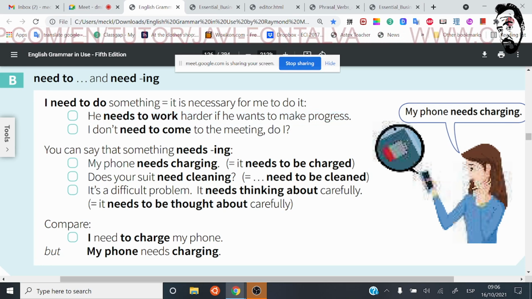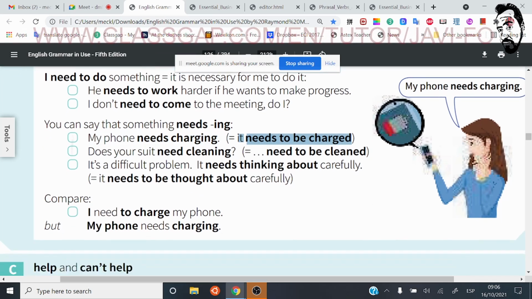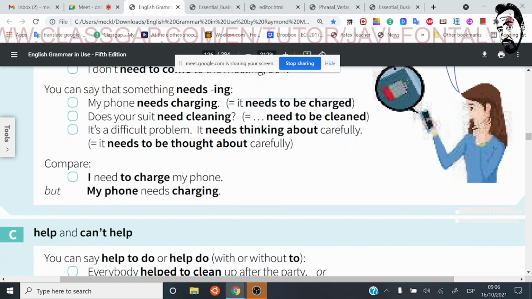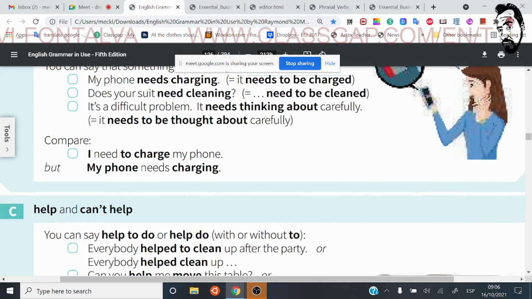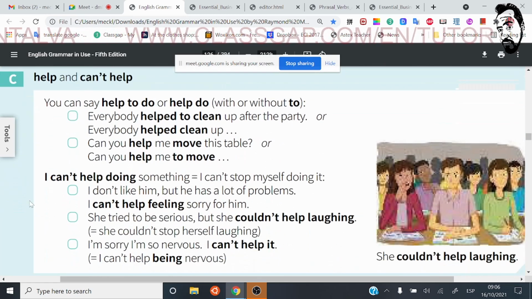But my phone needs charging. A mi móvil hace falta cargar. ¿Sí? Es como si dijera esto. It needs to be charged. So notice the difference here. I need to charge my phone, but my phone needs charging. Okay? Okay. This one I think is easy. Okay. Next one. Help.